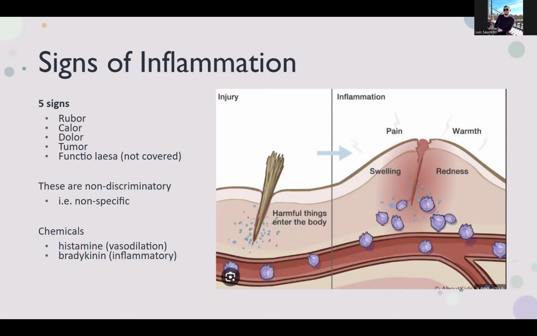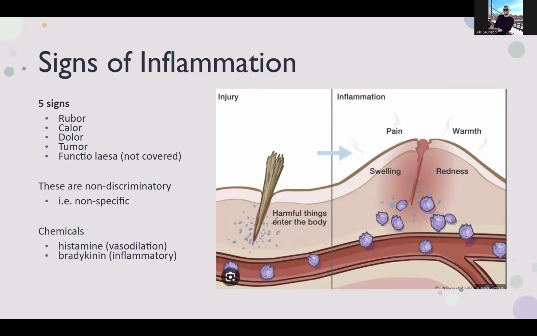So if you have long-term inflammation in joints or in certain parts of the body, it could potentially cause you to lose the function of that body part or that spot in the body where you had inflammation.